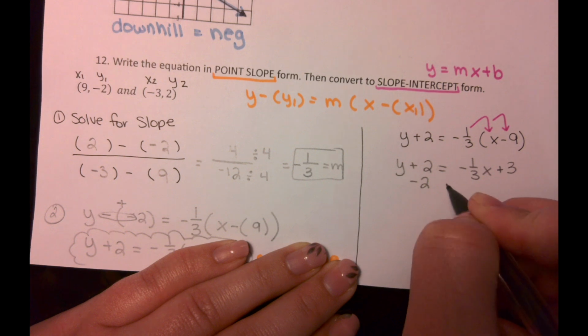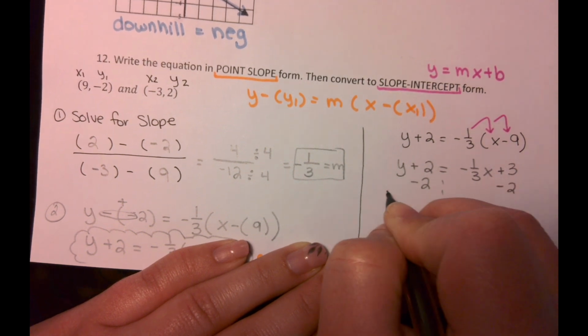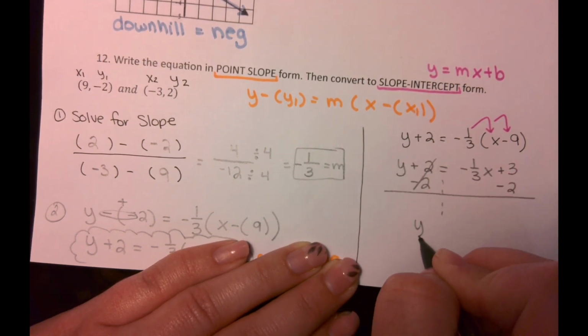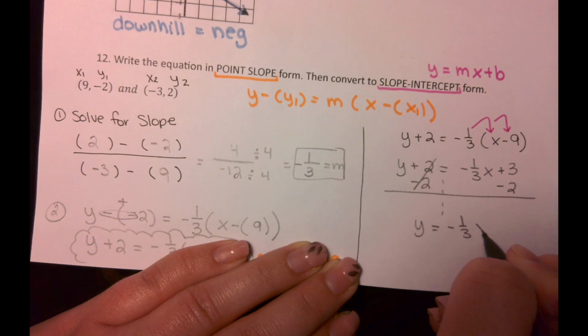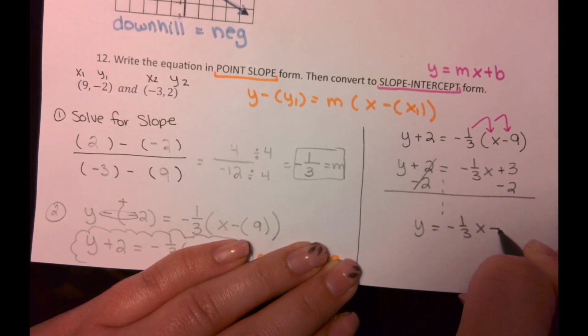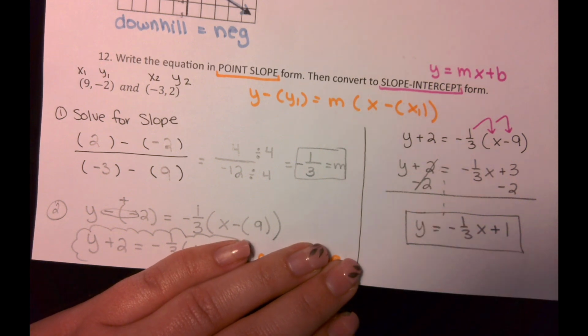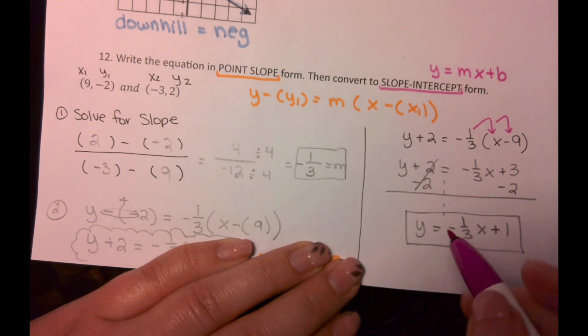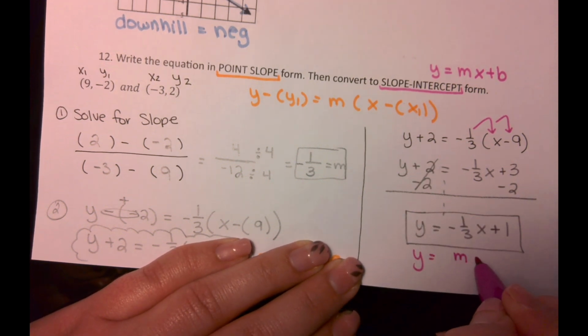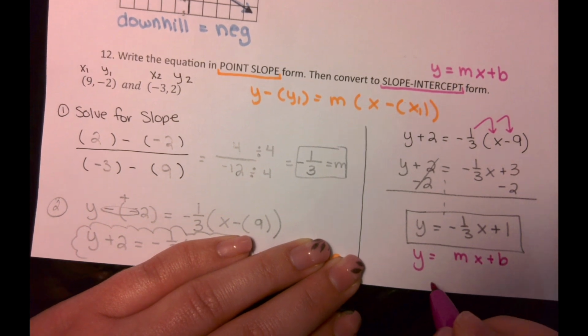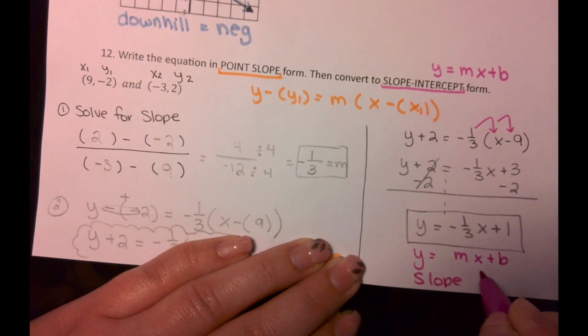I'm going to subtract 2 on both sides. We have y equals negative 1/3 x. 3 minus 2 is a positive 1. And now we have our slope-intercept form, which is y equals mx plus b.